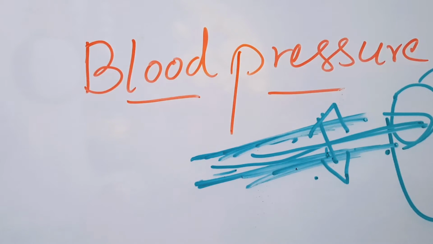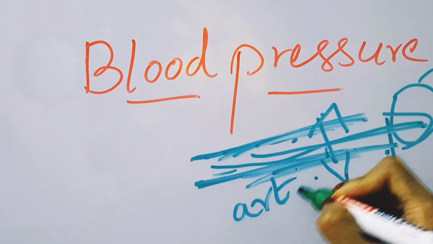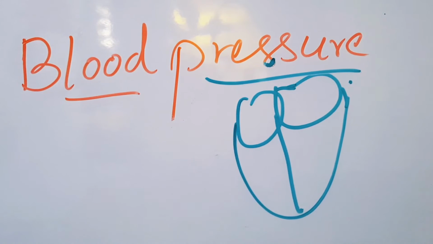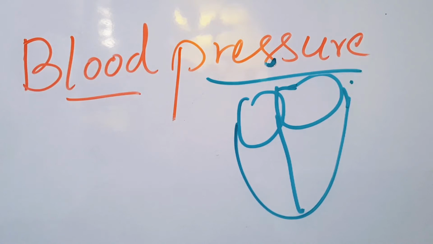When this pressure becomes more or less than normal, that is what blood pressure means: the pressure exerted on the walls of the arteries. So I have told you the functions of arteries and veins, and when the pressure is exerted on the walls of the arteries, that is called blood pressure.